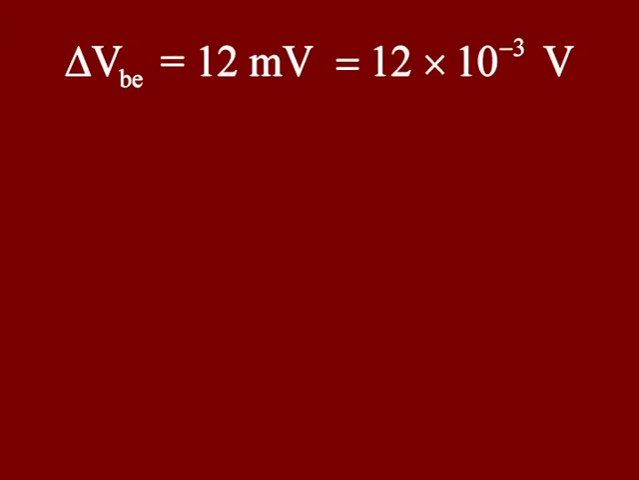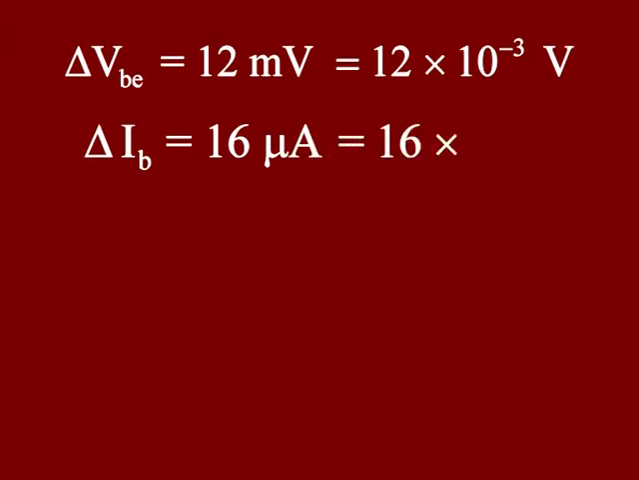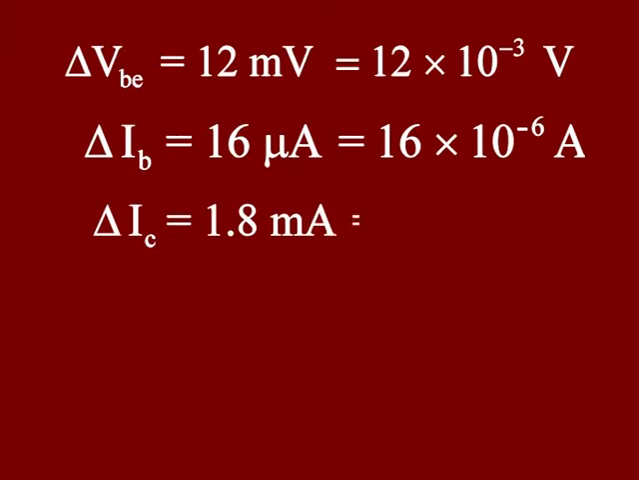To get the solution, we have, according to the given question, delta VBE is equal to 12 millivolt or 12 into 10 raised to the power minus 3 volt. Delta IB is equal to 16 microampere or equal to 16 into 10 raised to the power minus 6 ampere. Also, delta IC is equal to 1.8 milliampere or equal to 1.8 into 10 raised to the power minus 3 ampere.